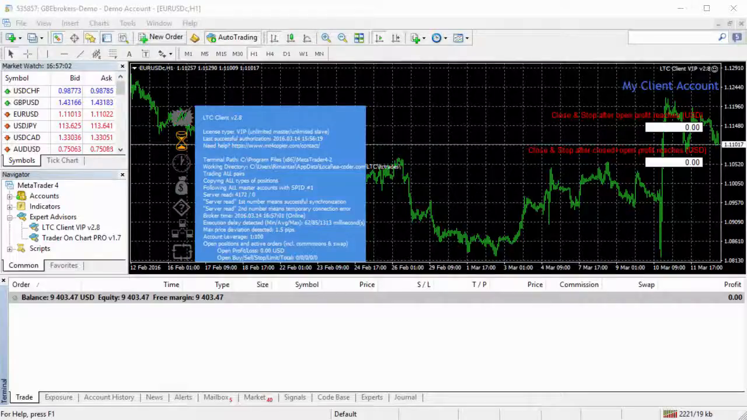So in this video, I want to show that the Local Trade Copier allows you to use partial close, also known as a scale out or scaling out of the position. Also, it supports close by trading operations, trailing stops, break evens, and so on. So let's begin with the partial close example.